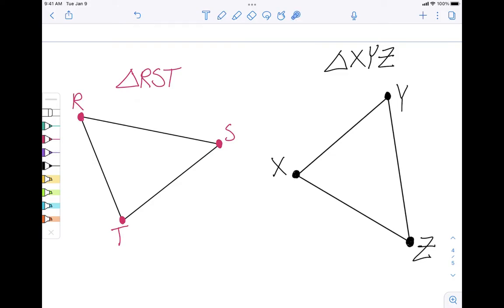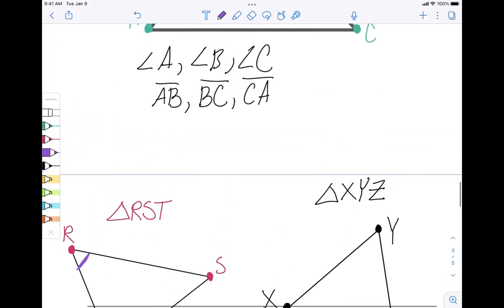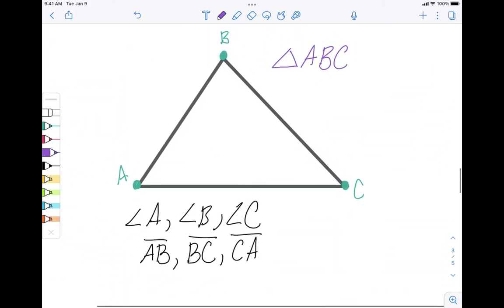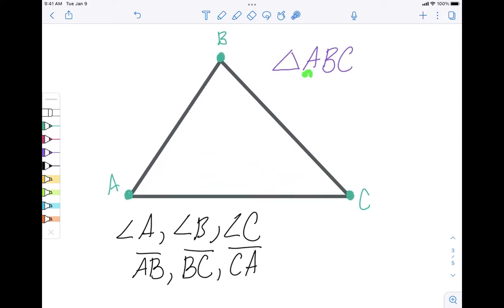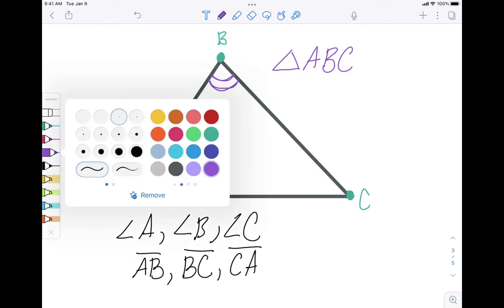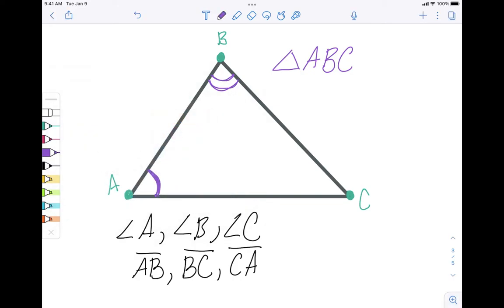First, if you see R is first, so that means this is my first angle. I'm going to call this angle R. Actually, I forgot to do that here. Angle A gets one arc, like this. Second is angle B, which I'm going to give two arcs. And angle C is going to get three arcs. So one arc, two arcs, three arcs: angle A, angle B, and angle C.